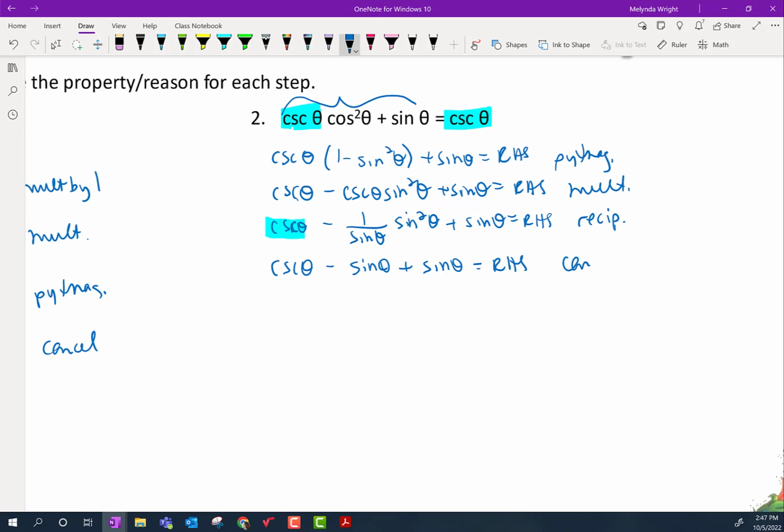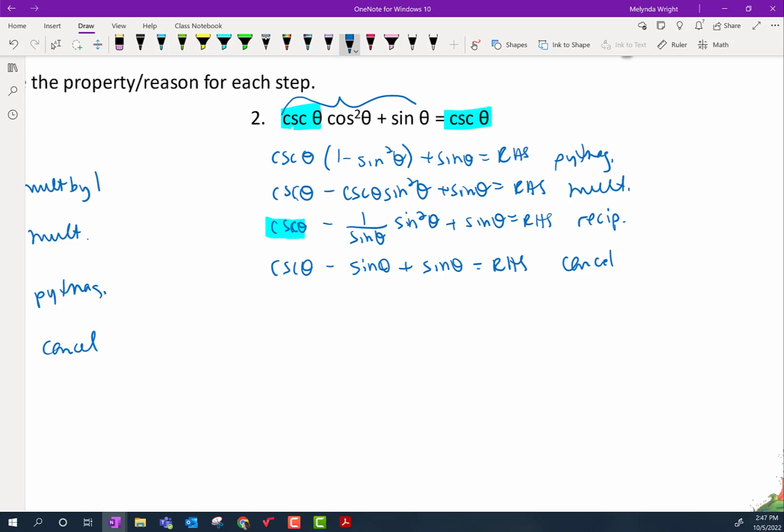And I just cancel. I cancel the sine from the numerator to the denominator. Okay, so how are we doing now? We see what we can do next? Right, we can just combine those like terms and they disappear.